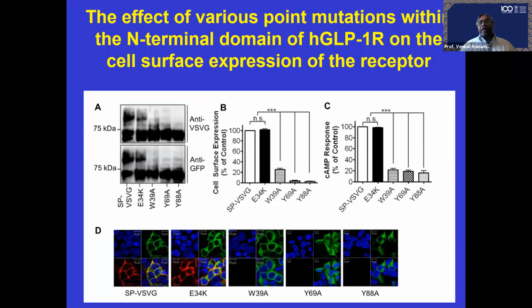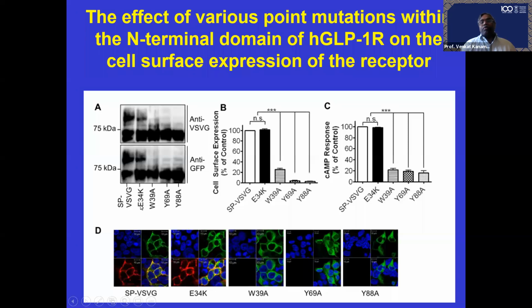We wondered if some of them are actually indirectly affecting the activity of the receptor by mainly preventing the receptor from translocating to the membrane. Therefore, we recreated those mutations and studied the localization. That is, we converted glutamic acid at position 34 into lysine. Similarly, we mutated the amino acid at the 39th position, this one at 69, and the tyrosine at 88. And then we studied the localization.